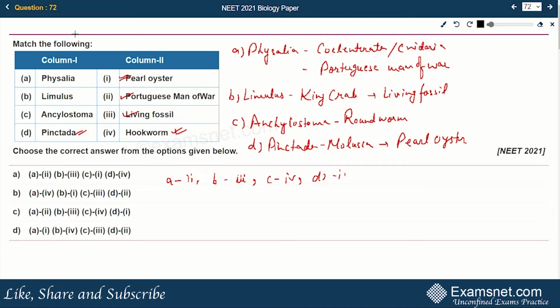Okay. So out of the given 4 options, which one does fit this correctly? Is the number C, right? So this is the correct option here.